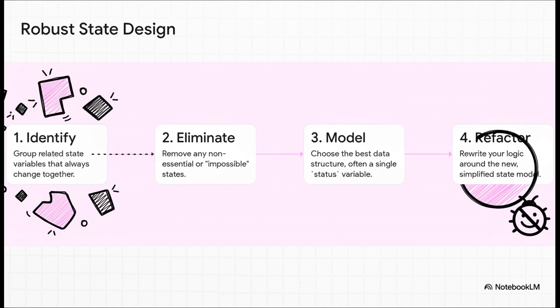The whole point here is to take a scattered mess of variables and just boil them down into one single, clean state model. Trust me, this is what's going to make your code so much more predictable and bug resistant. So let's see how it's done.